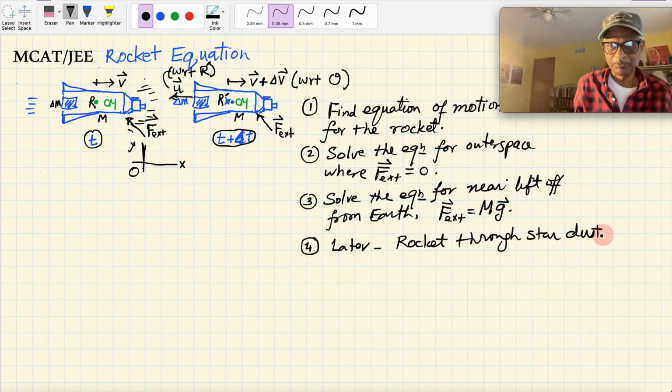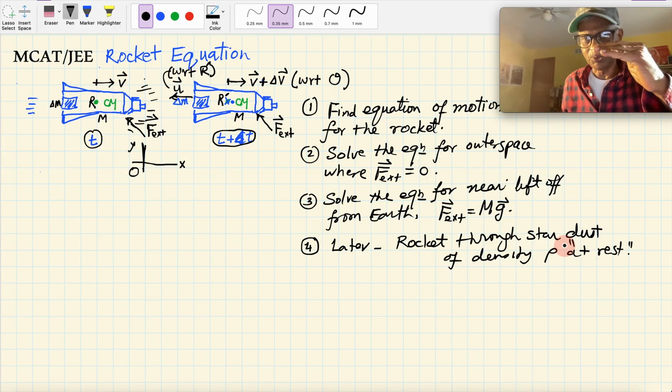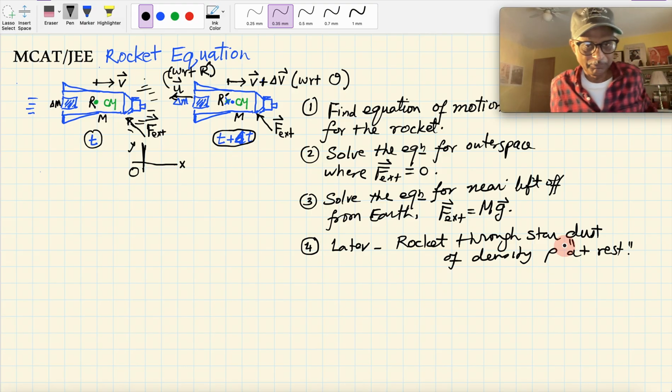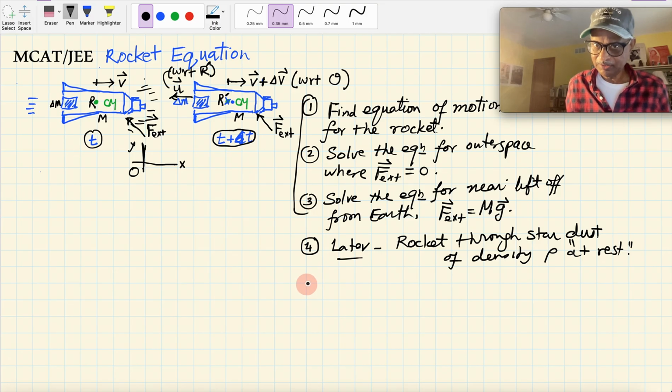There I have to say the stardust has a density, some rho, and maybe the stardust is at rest, but when the rocket is going through it, it's going to encounter the dust particles coming at it, and that's how you're going to get the impulse. Okay, so this is going to be later. So let's do these three today, the standard ones, and I think you're going to learn a lot.